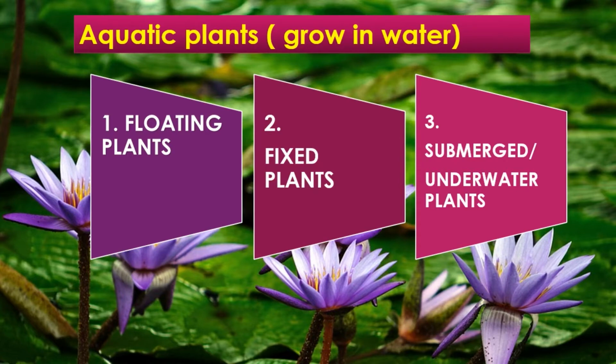Basically, these are of three types. The first one is the floating plants. These plants float on the water. Second one is the fixed plants. Now, the fixed plants have their root fixed to the muddy soil of the pond. The last one is the submerged or the underwater plants. These plants are completely inside the water.